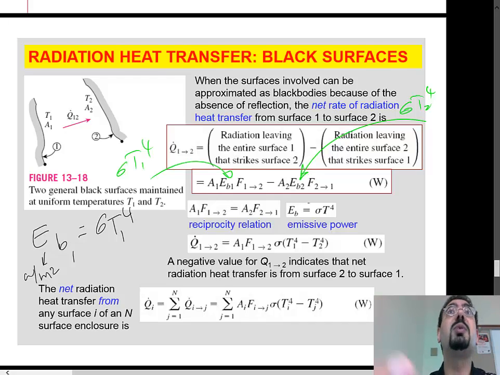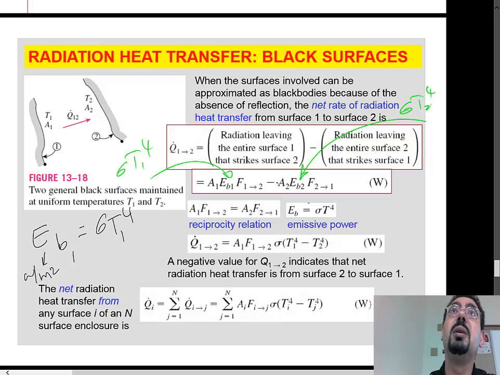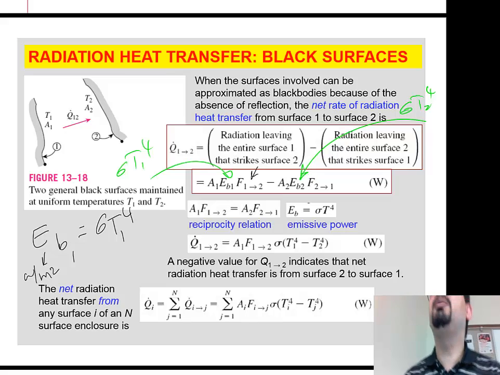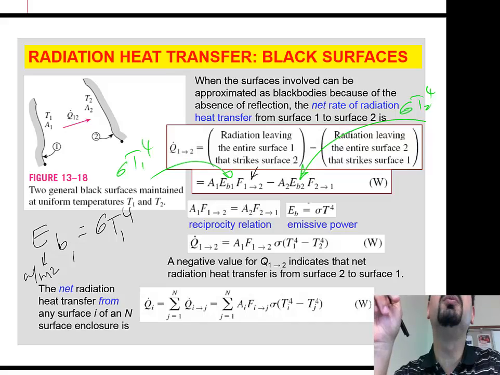Now, will all these watts leaving surface 1 end up going to surface 2? Not all of it, right? Only a fraction of it. What is that fraction? F12, the view factor. And again, there are tables and charts that we will see to calculate that F12. But basically, out of all the A1 E black 1, only F12 will end up going to surface 2.